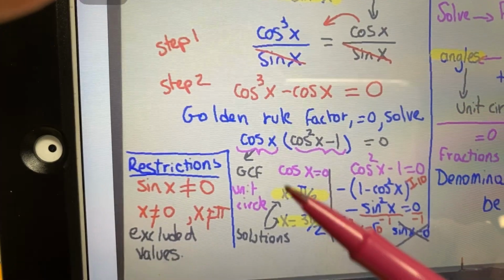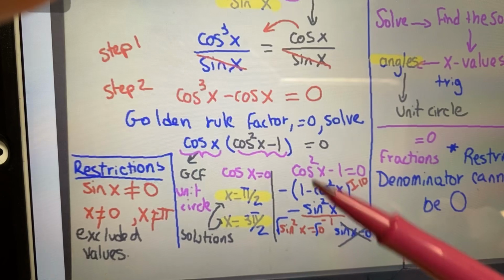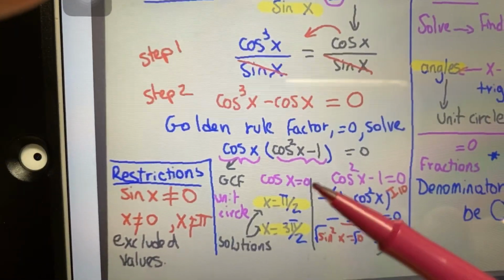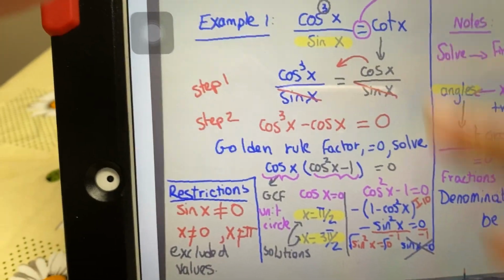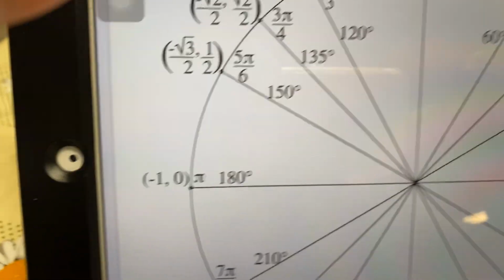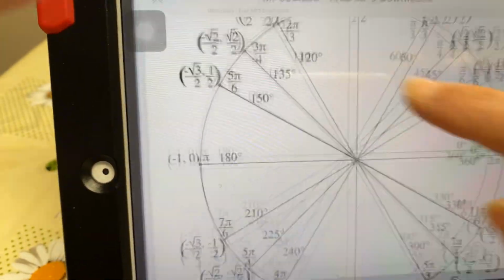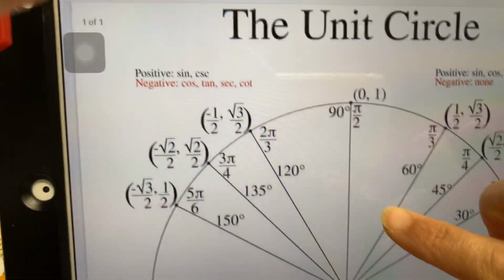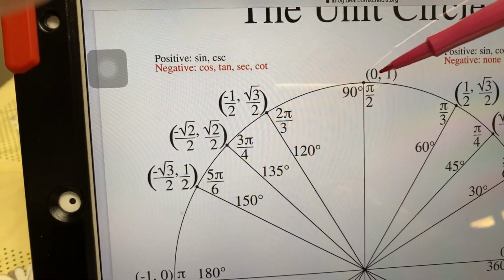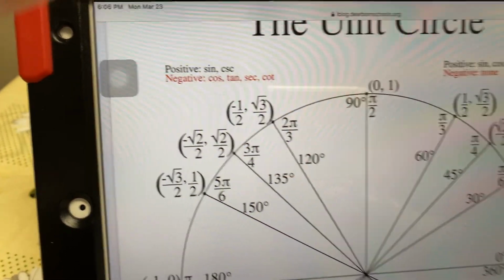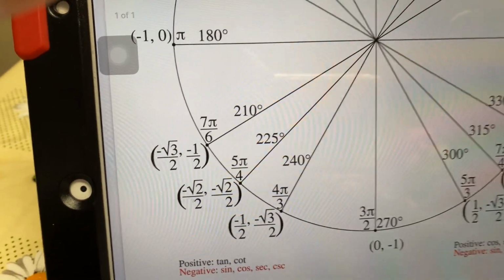Then I set each factor equal to 0. So cosine x equals 0, and cosine squared minus 1 equals 0. Cosine x equals 0. If you check the unit circle, and I put that as a note, let's go back to our unit circle. Where does cosine equal 0? So we look right here. The cosine is the x value, the x coordinate. So it equals 0 at pi over 2. And it does equal 0 at 3 pi over 2.